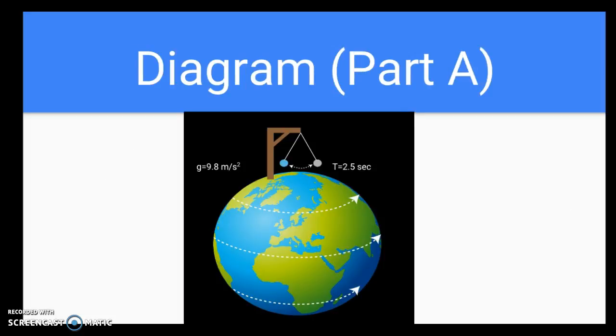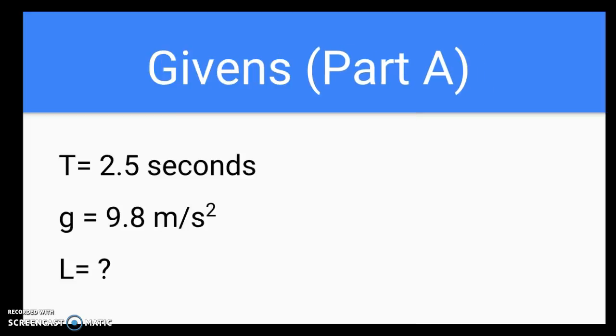This diagram shows the swing of the tire on Earth with a gravitational force of 9.8 meters per second squared and a period of 2.5 seconds. So first we are going to write our givens, which is the information provided to you in the problem. Our first given is 2.5 seconds and is written as T, which is the period. In the problem, it states that the swing is on Earth, which means that g, gravitational force, is going to be 9.8 meters per second squared. The question is asking us to solve for length, which is written as L and has its units in meters.